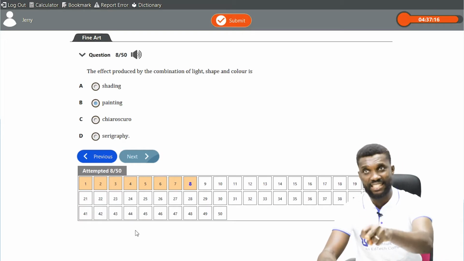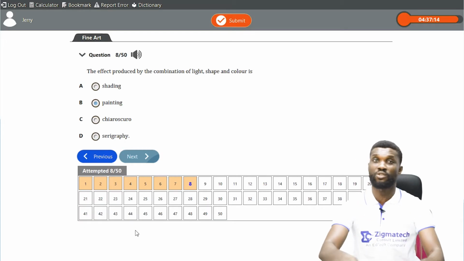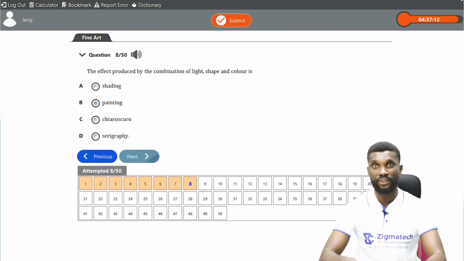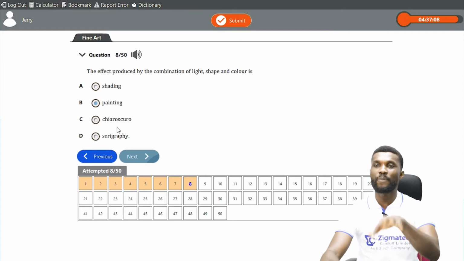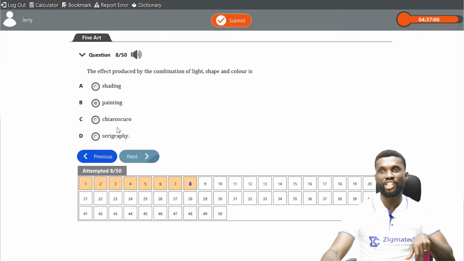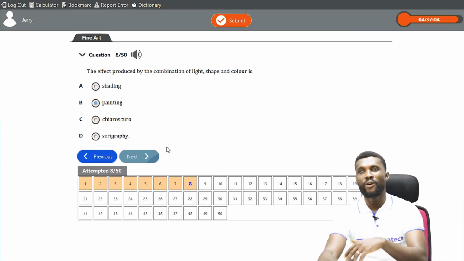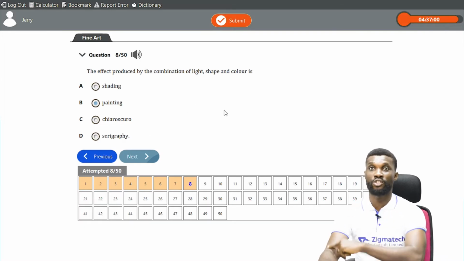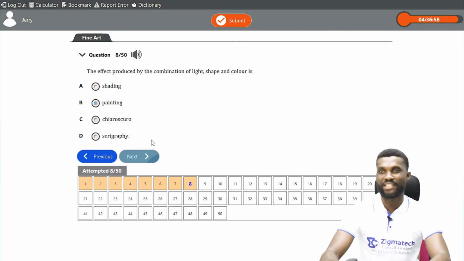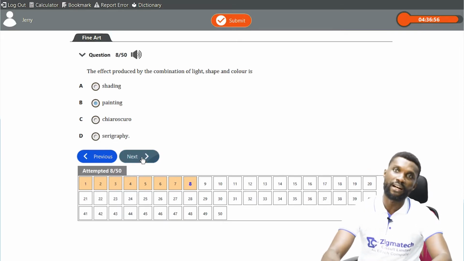So it does not cover light, it does not have shape, it does not have color. That's just letters. It's like writing something. So therefore, your answer is painting. With painting, you show light. With painting, you show shape. With painting, you show color. So the effect produced by the combination of light, shape, and color is painting. All right. So let's see question number 9.